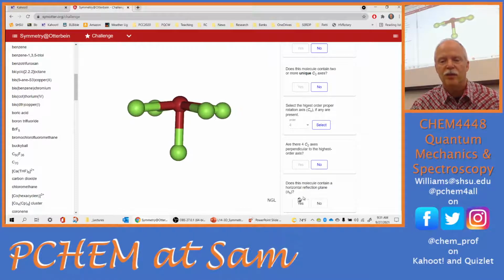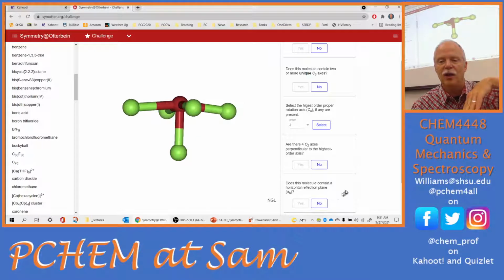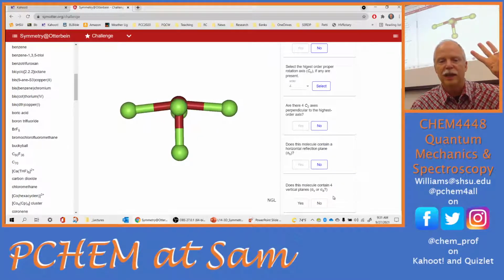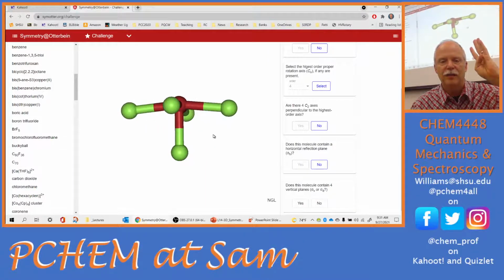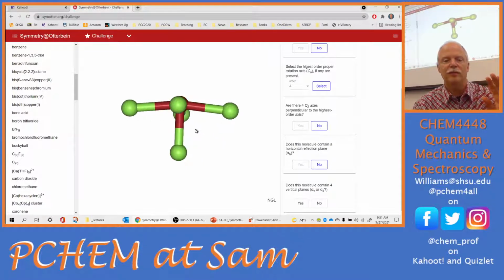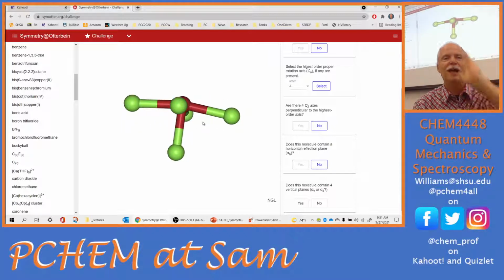So does it contain a horizontal reflection plane? Again, the top would have to look like the bottom for that, so we say no. And then does it contain 4 vertical planes? It does. So let me stop the spinning. That's a vertical plane, left and right. And obviously the other bond is going to be one of those, but we can't choose another bond because we've already chosen this one. It's the back side of that other reflection plane. So it's this middle one.